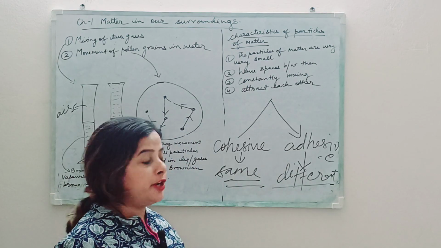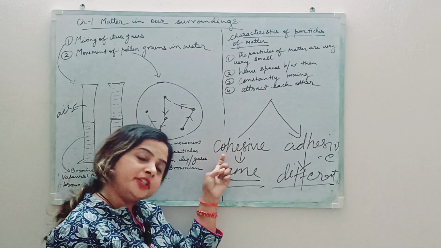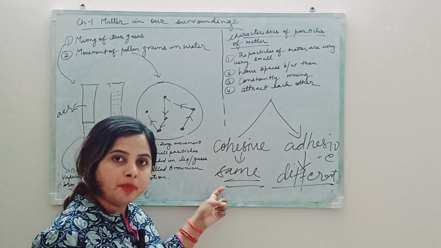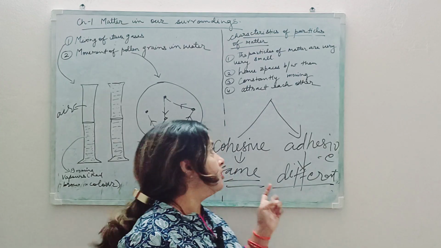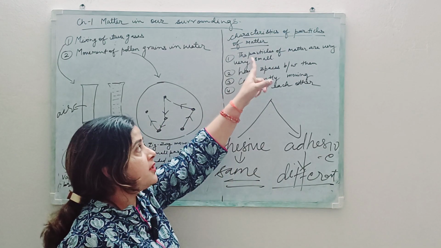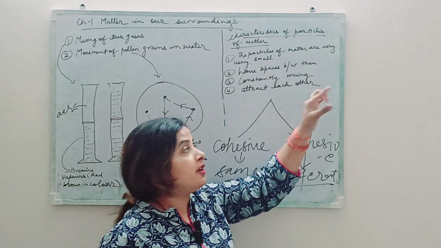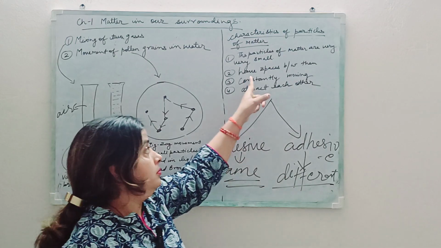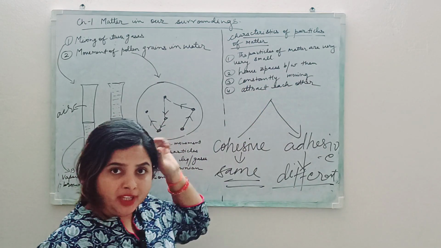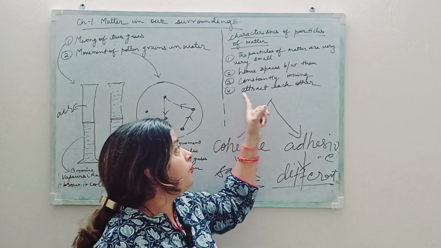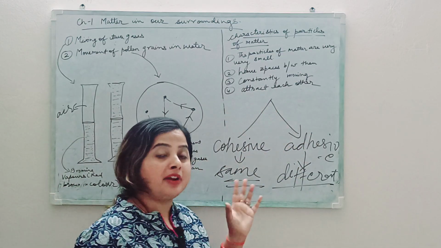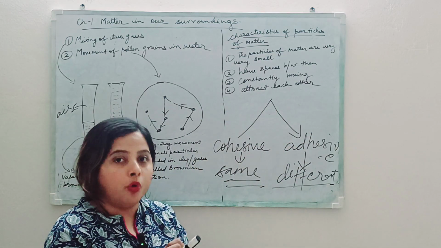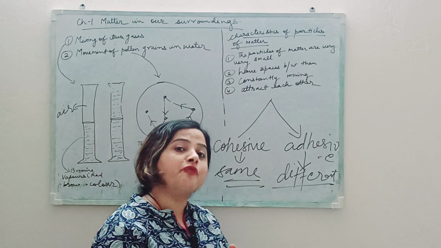So I hope it is clear to you. There are two types of forces: cohesive force, the force between same type of particles; adhesive force, the force between different types of particles. And what are the characteristics of matter? The particles of matter are very small. Particles of matter have space between them. Particles of matter move constantly. Particles of matter attract each other. Because of attraction, they have a cohesion force and adhesion force.